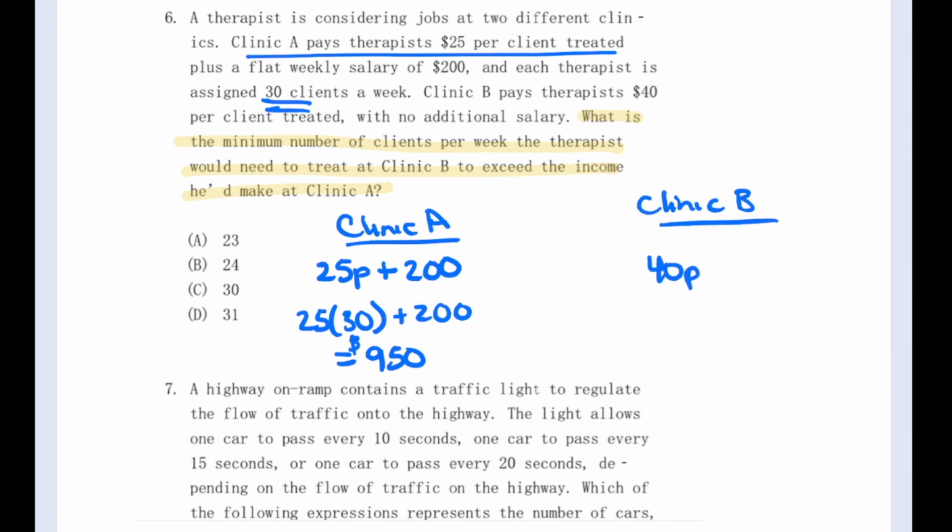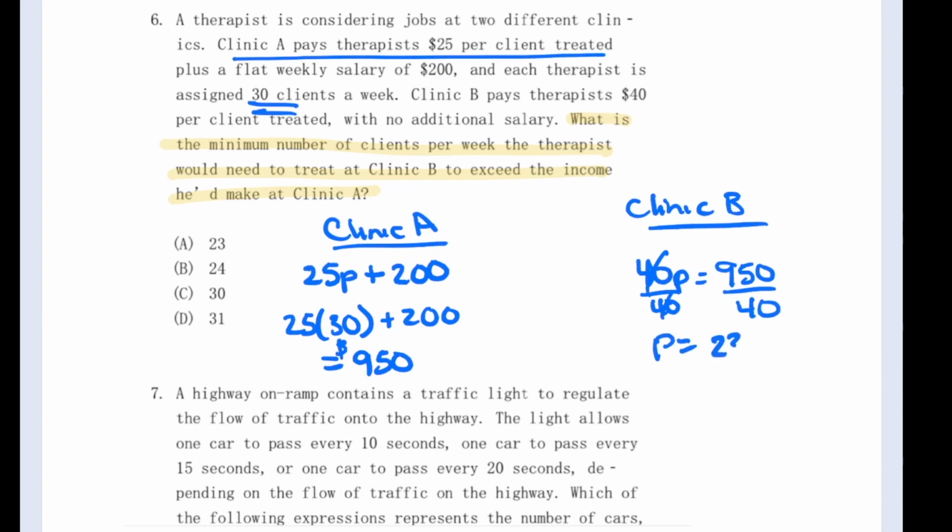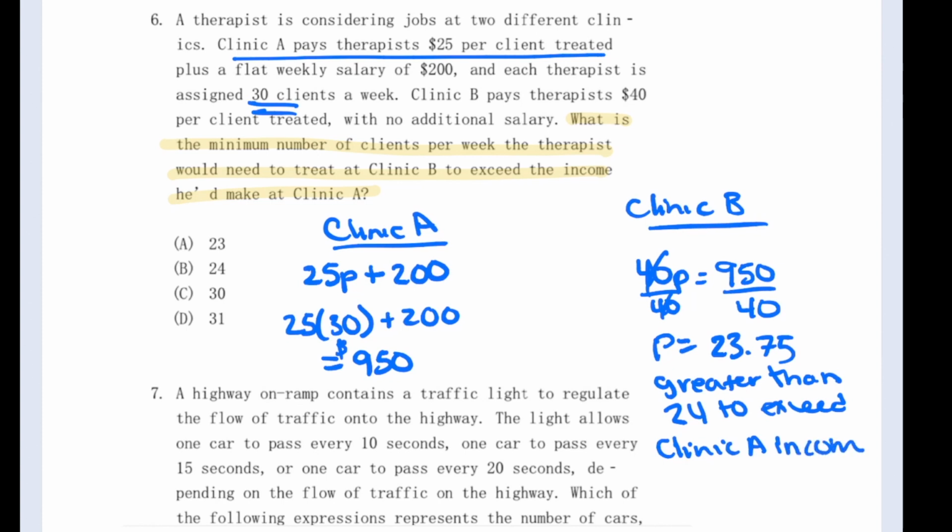Okay, so now we're going to create an equation for Clinic B. So Clinic B is paid $40 per client, and that is it. So we want to figure out how many patients the person at Clinic B would have to see to exceed that $950 a week. So 40p equals 950. We're going to divide both sides by 40 so that p equals 23.75. So to answer the question, we need to know how many patients they would have to see at Clinic B to exceed the income of Clinic A. So it needs to be greater than 24 patients. So our answer is going to be B.